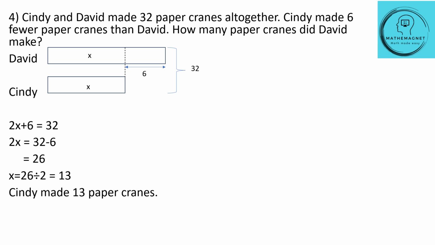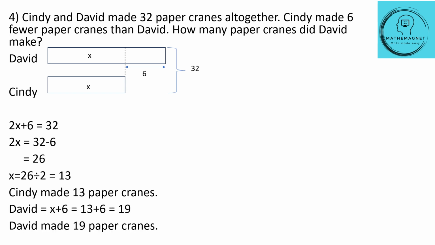But the question is, how many paper cranes did David make? So David is x plus 6. Now we know the value of x is 13. So 13 plus 6 is equal to 19. So David made 19 paper cranes.